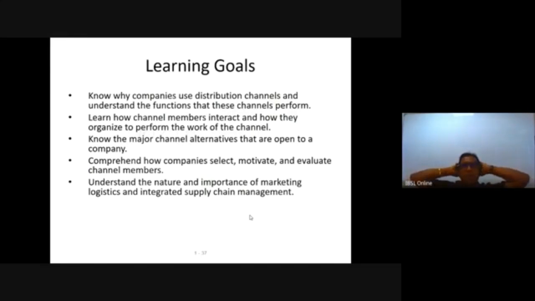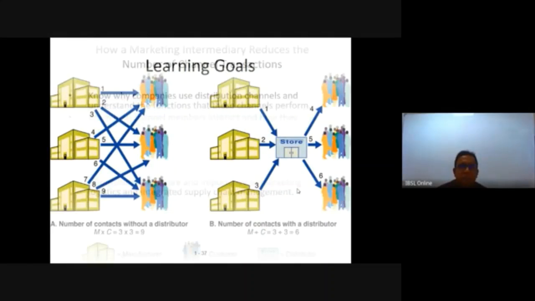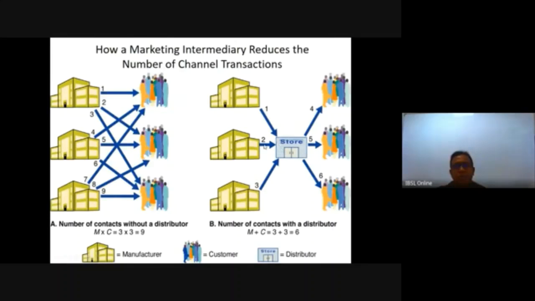Then look at marketing channels, the distribution. Know why companies use distribution channels and understand the functions that these channels perform. Learn how channel members interact and how they organize to perform the work of the channel. Know the major channel alternatives that are open to a company. Comprehend how companies select, motivate, and evaluate channel members. Understand the nature and importance of marketing logistics and integrated supply chain management. This is how you look at distribution.